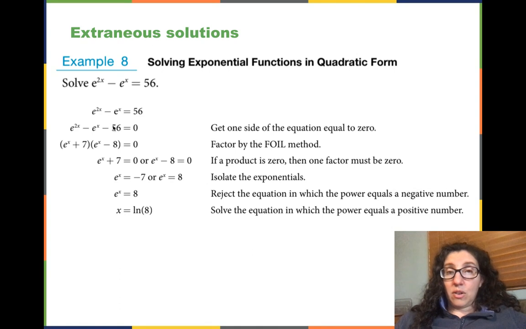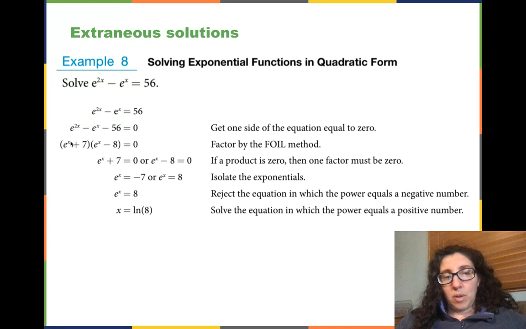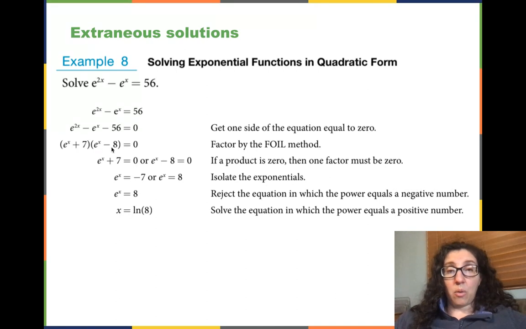That is a clever thing to notice, okay? We could factor this like a quadratic to get e to the x plus 7, e to the x minus 8. So think about that a little bit. If we multiplied this out, we get e to the 2x minus 8 e to the x plus 7 e to the x minus 56, right? So we can actually factor this as if it were a quadratic. And then we use the zero product property. So we set this equal to 0 and this equal to 0, just like we do with quadratics. We solve for e to the x, we solve for e to the x.